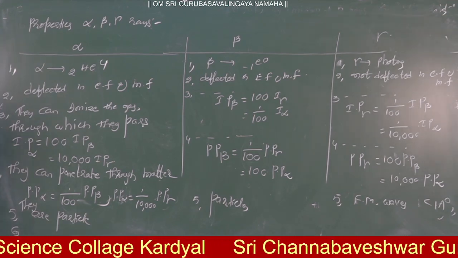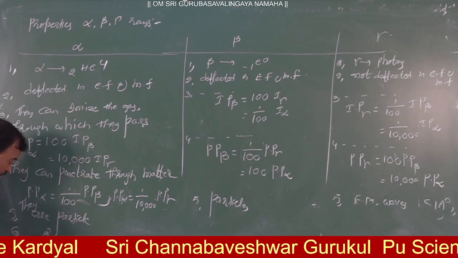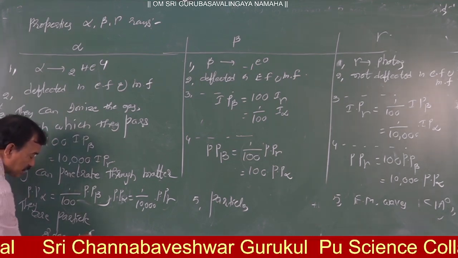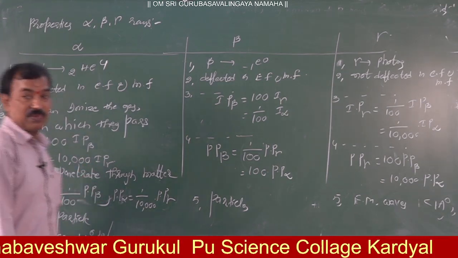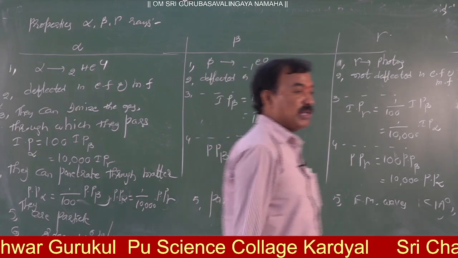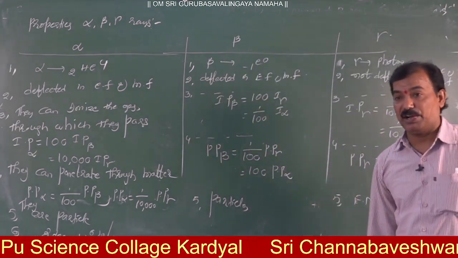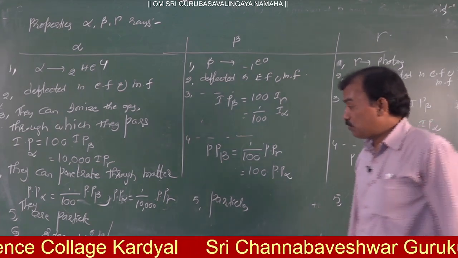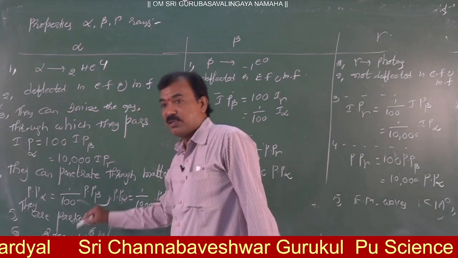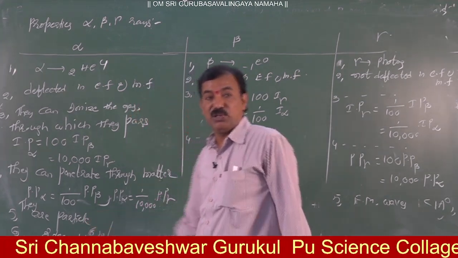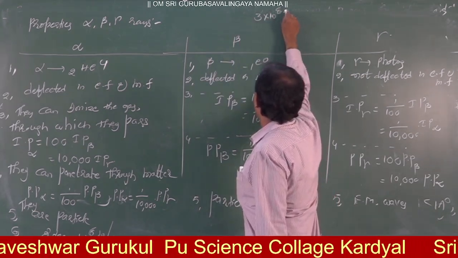Next, sixth point: the velocity of the alpha rays is of the order of 10 power 6 meter per second. The alpha particle velocity is of the order of 10 to the power of 6 meter per second. The 10 power 6 means how many times the velocity of light in vacuum? So nearly 1 by 100 times.